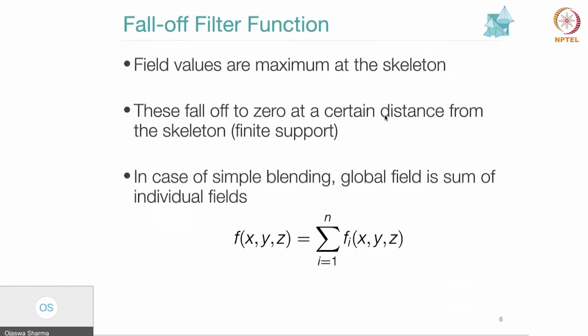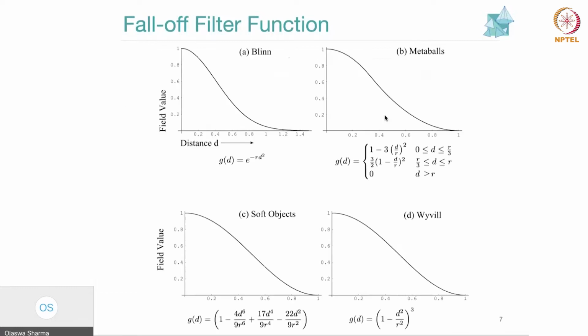You could do a very simple blending operation on them. It's known as summation blending. And by just adding those implicit functions, you get the final implicit function f that gives you a shape, the implicit function of a shape that you wanted to model. So this is modeling using skeletal elements in the implicit form.